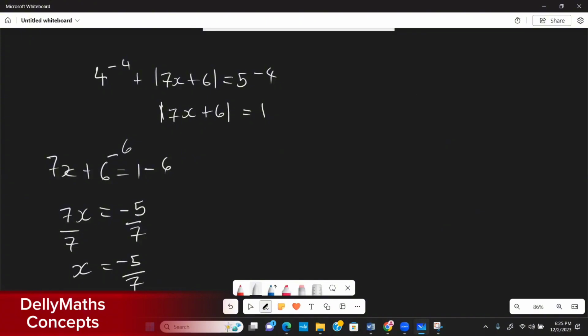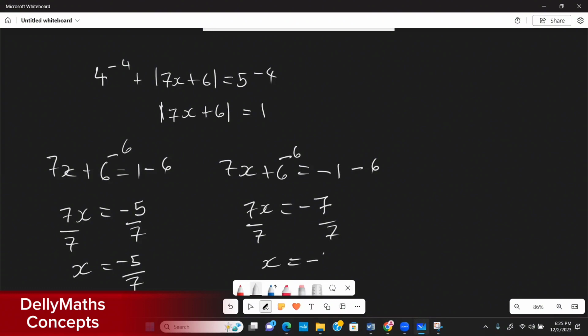The other solution is that I'm going to take 7x plus 6, and it's now going to equal -1. Let us subtract 6 from both sides. So 7x is equal to -7. I'm going to divide both sides by 7. x is equal to -1.